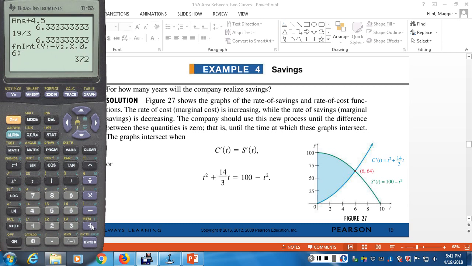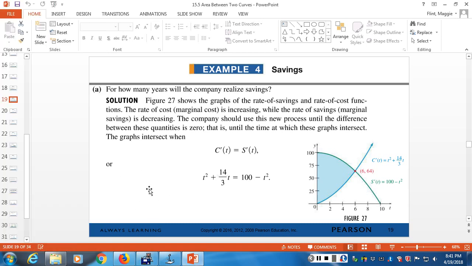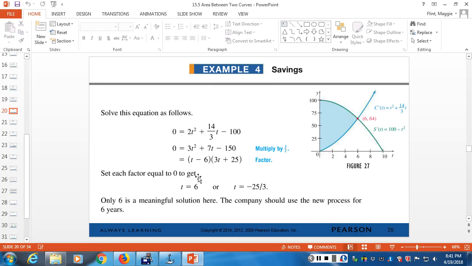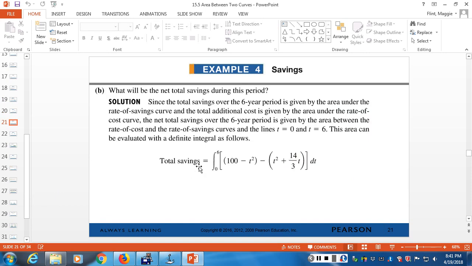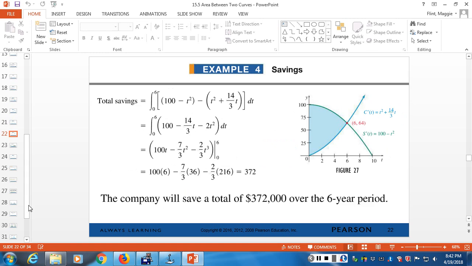and the total savings is $372,000. And that's over that 6-year period. Okay?